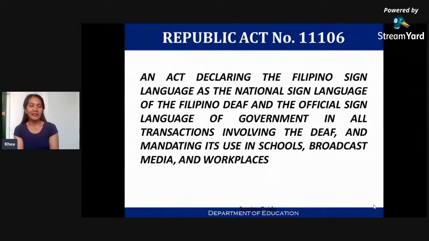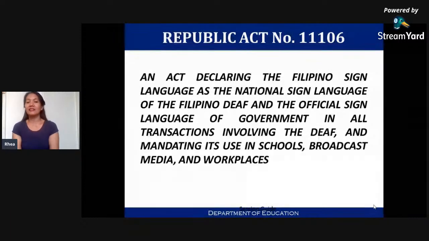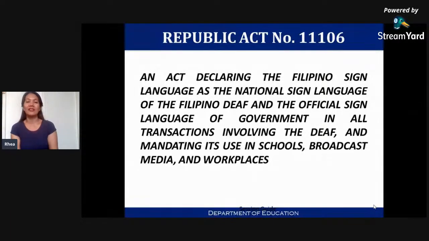Let's familiarize ourselves with the very recent act, the Republic Act number 1106. It is an act declaring that the Filipino Sign Language as the national sign language of the Filipino deaf and the official sign language of the deaf and mandating its use in school, broadcast, media, and workplace.